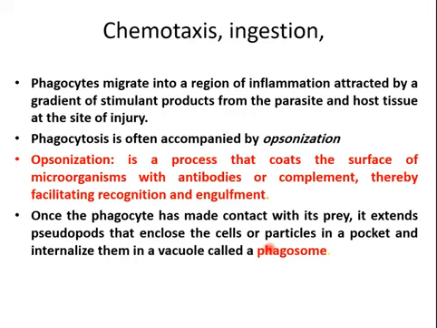When the phagocyte has made contact with its prey, it extends pseudopodia that enclose the cell or particles in a pocket and internalize them in a vacuole which is called a phagosome.